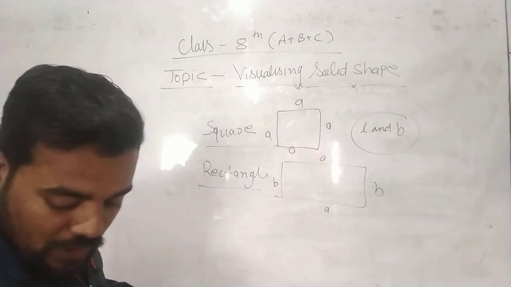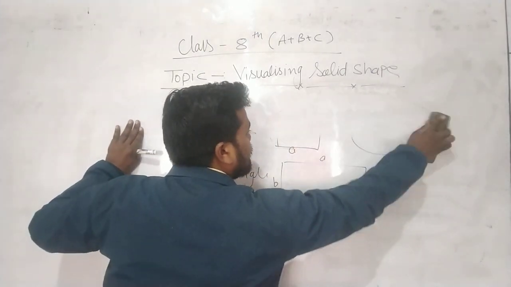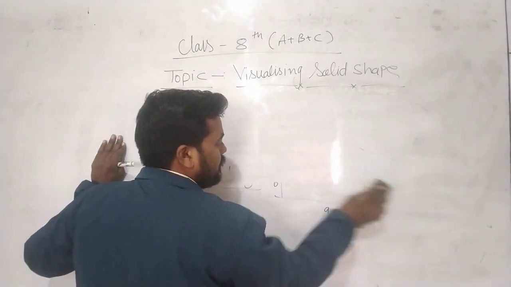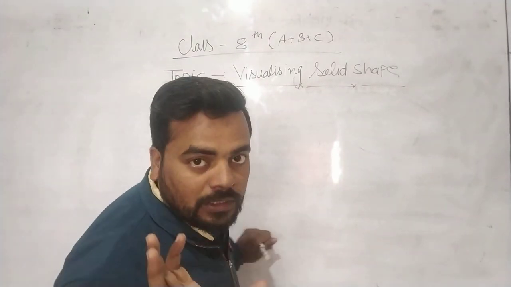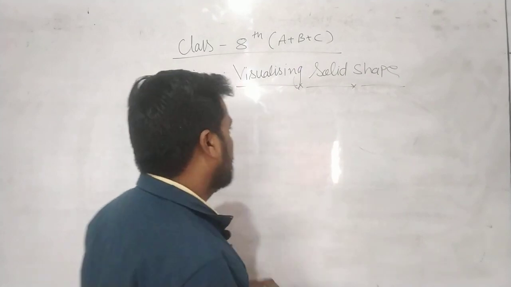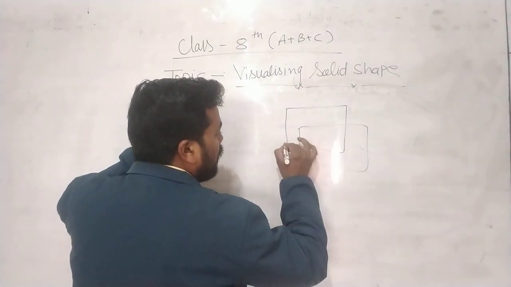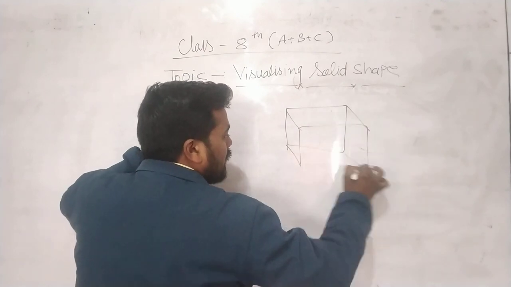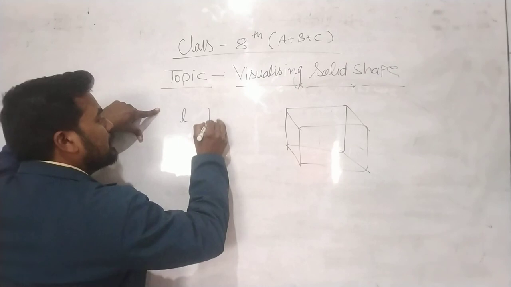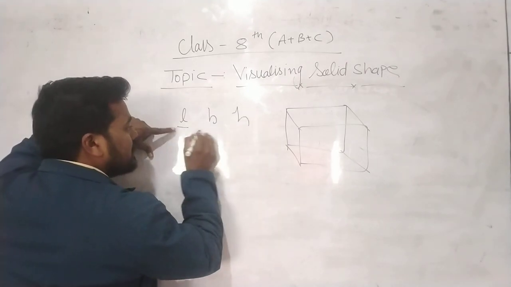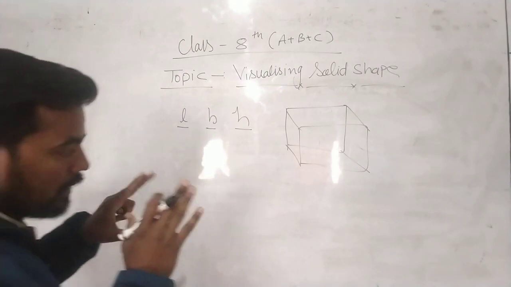So what is the difference between 2D and 3D shapes? Let's discuss. The first 3D shape, which I have already taught in the mensuration chapter, is the cube. In a cube you know that all the sides are equal, and you also know that in a cube there are length, breadth and height. It means first dimension, second dimension and third dimension. That's why this diagram is known as a 3D shape.